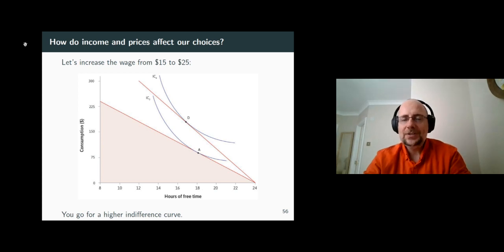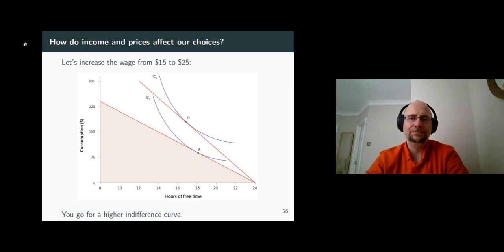In other words, what is physically possible is the same as what is desirable. As a result, the consumer does not have incentive to move away from this point. And this is exactly how we know she's in equilibrium.